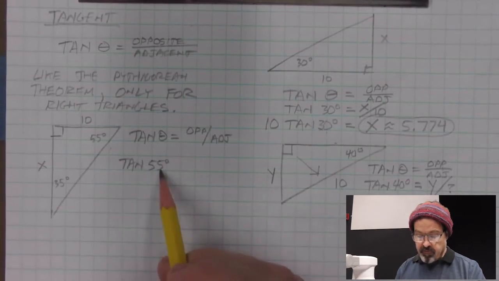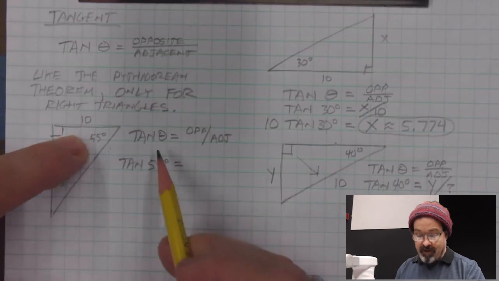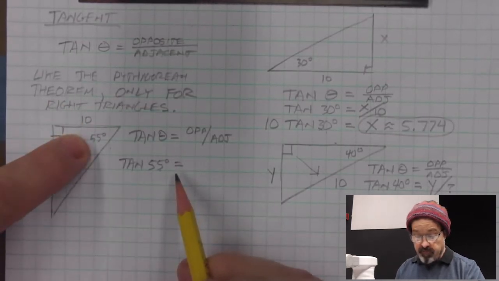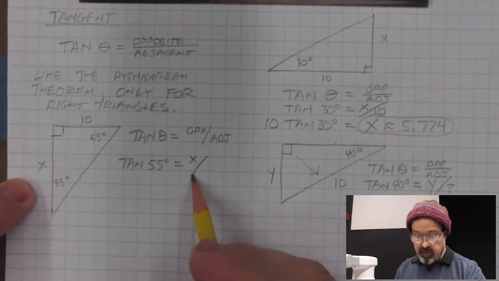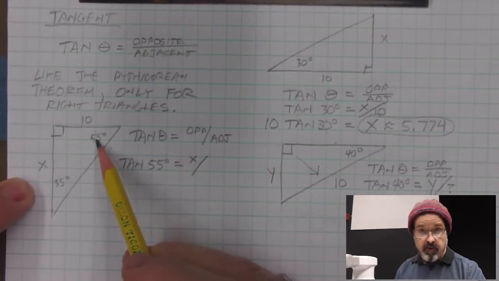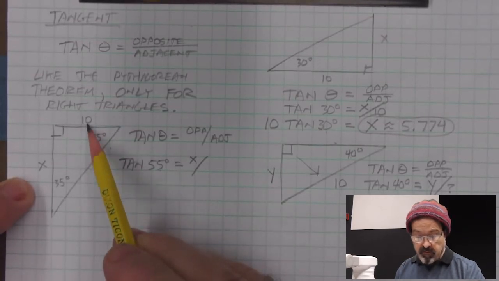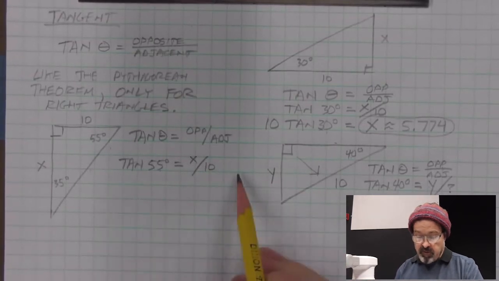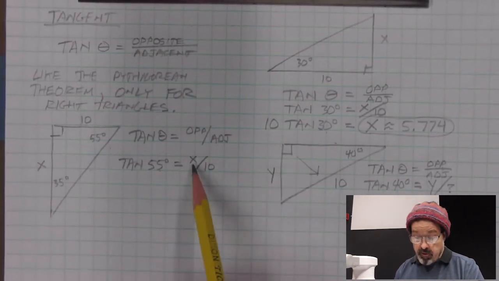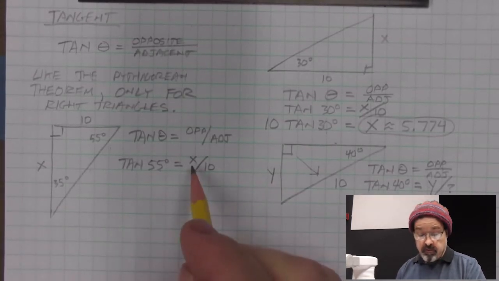The tangent of 55 degrees will be equal to the side opposite that angle of 55 degrees, which is the x, divided by the side adjacent to 55 degrees, which is never the hypotenuse here. It's going to be this 10 that's adjacent. This sets up the tangent equation with one unknown. We could certainly solve this for x.